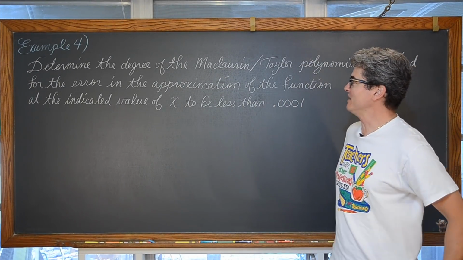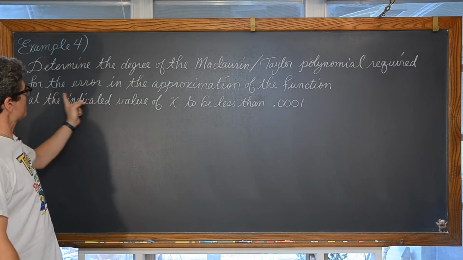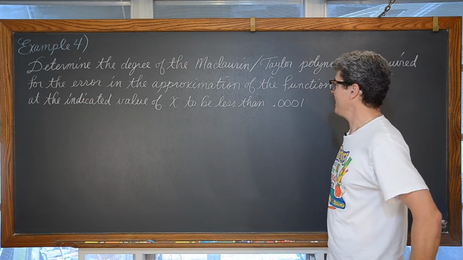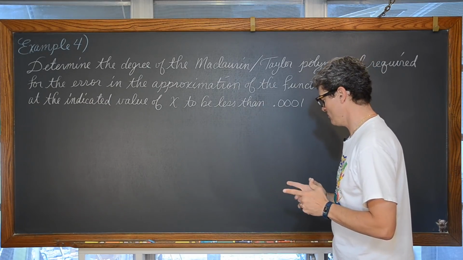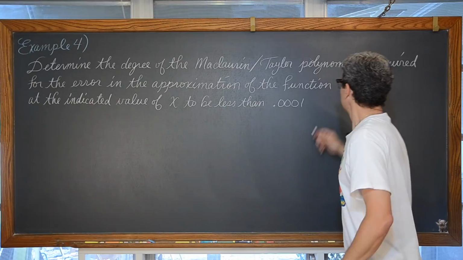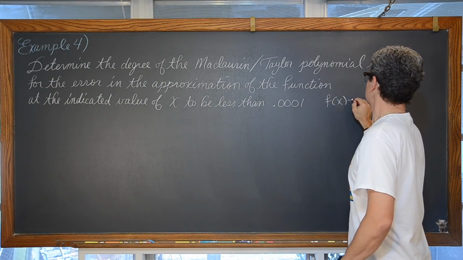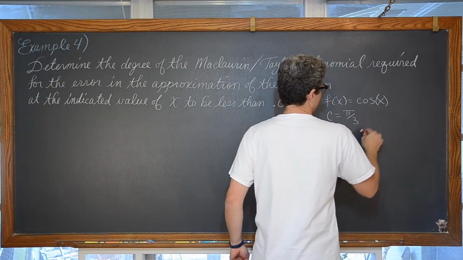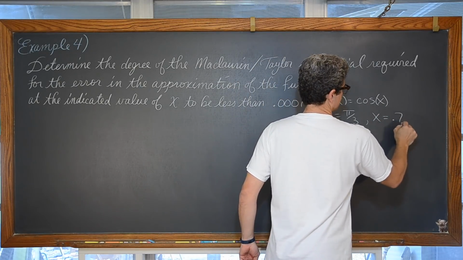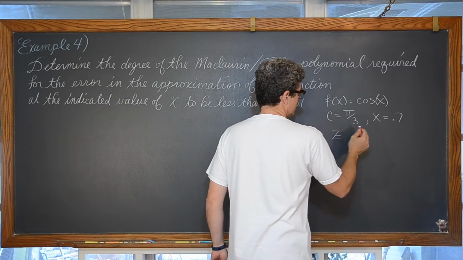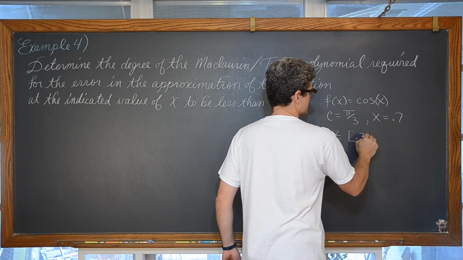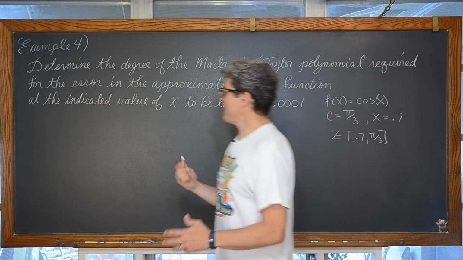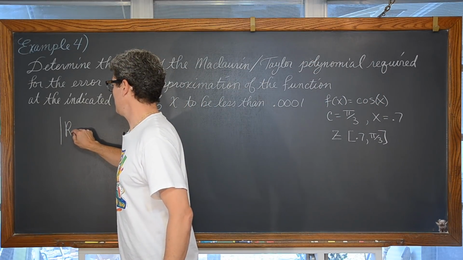So we're going to determine the degree of the Maclaurin/Taylor polynomial required for the error in the approximation of the function, that cosine function, at the indicated value of x to be less than 0.0001. So again, we're building this whole lesson around f of x equal to the cosine of x. Our c was pi over 3, and our x is 0.7, and that z is the value on the closed interval from 0.7 to pi over 3 that maximizes that error. So our maximum error, the error, which is the absolute value of the remainder.